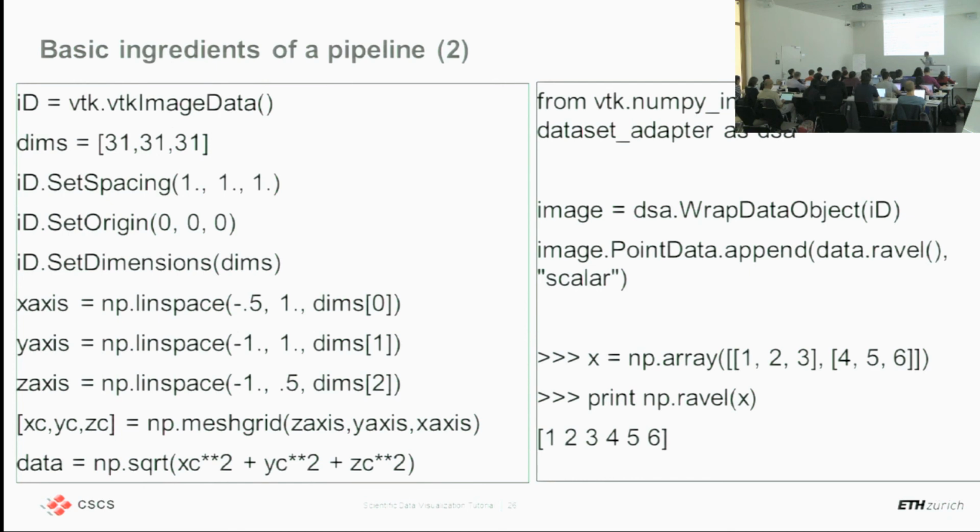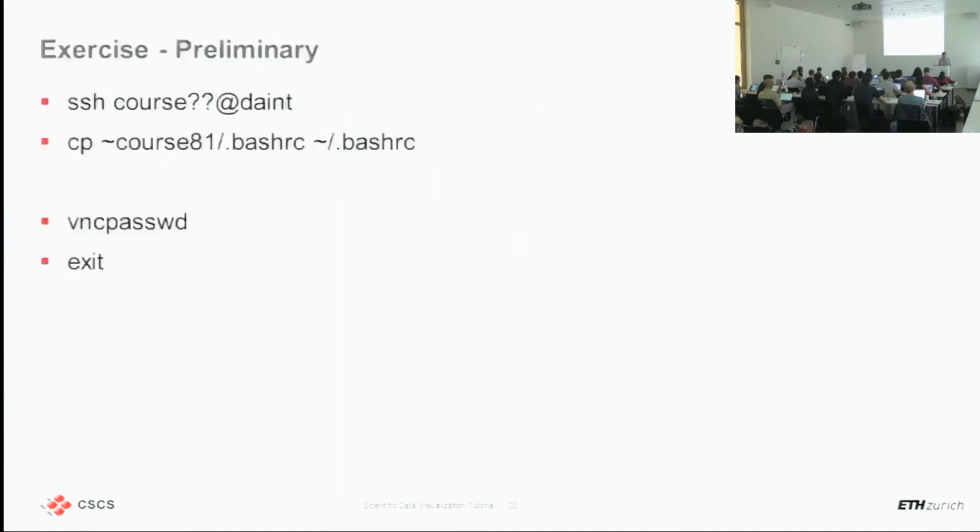So I have an example called imagedata.py, an example called rectilinearGrid.py, and another one called structuredGrid.py. I'm going to first demonstrate how to do it, and then I hope you can replicate it. To replicate the example, you'll have to do this. SSH to the machine. I would prefer you do this.